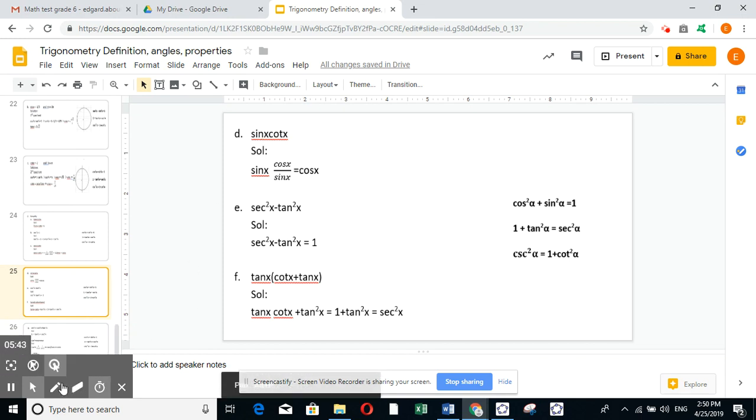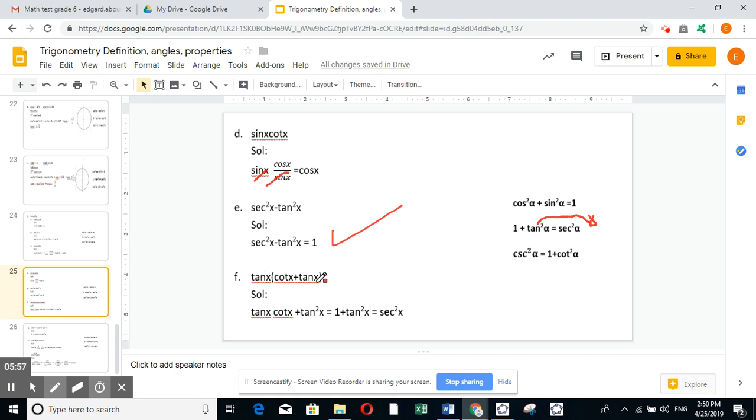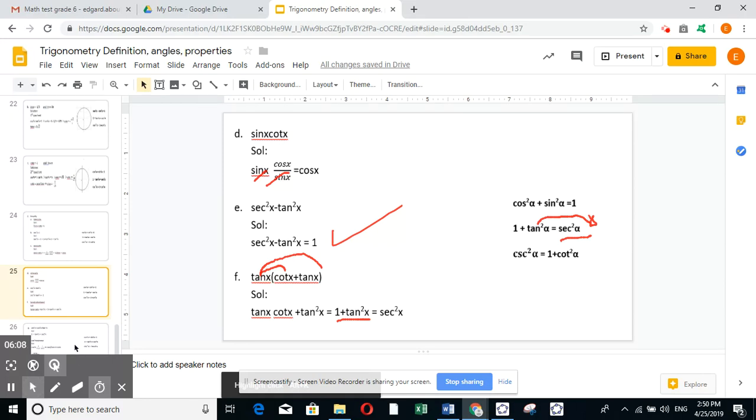Here, sine times cotangent. Cotangent is cosine over sine. The sines cancel, and cosine remains. Now I have secant square x minus tangent square. Take this one to that side. What do you get? 1. Here I have this one. Multiply tangent times cotangent, we know it's 1. Tangent times tangent is tangent square x. 1 plus tangent square x is what? Secant square x.